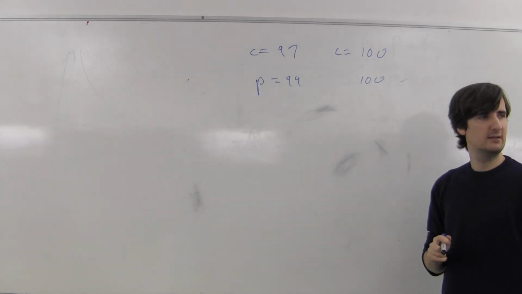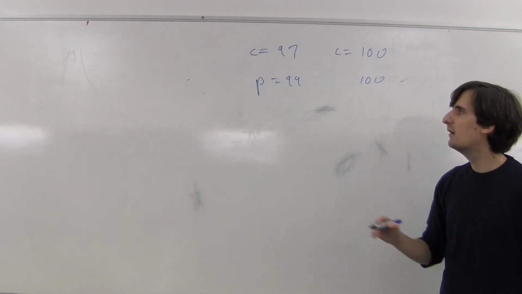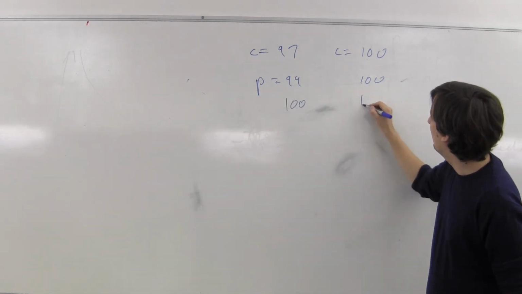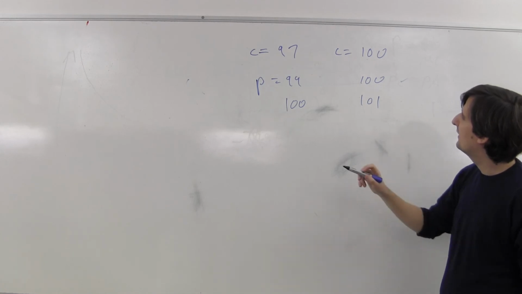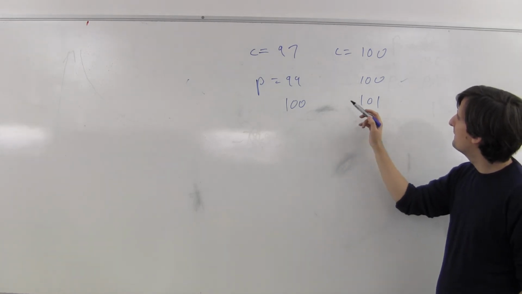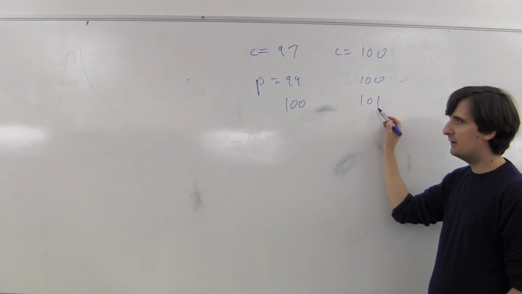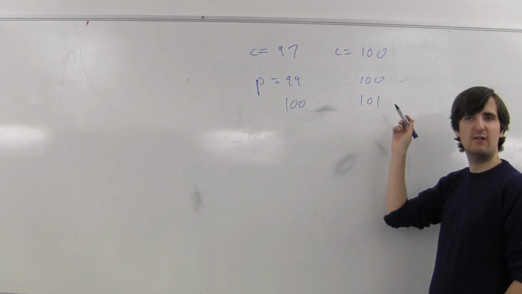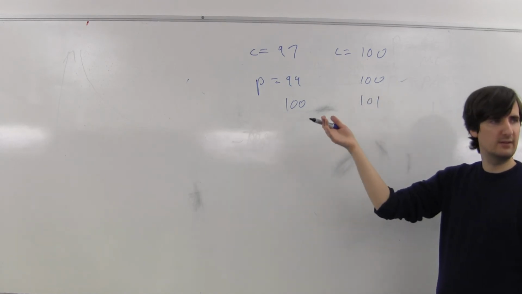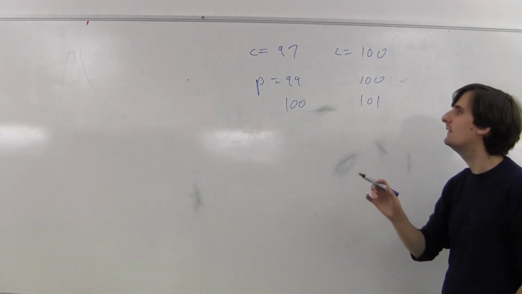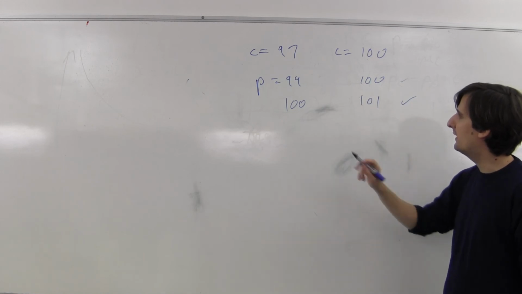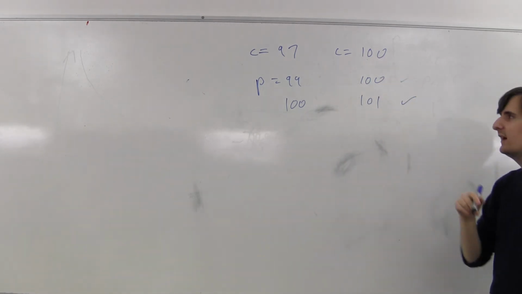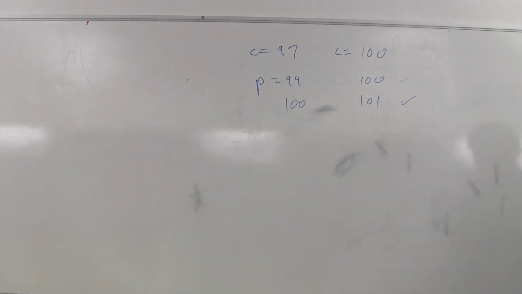And for any others? 100 and 101. Okay. Again, if this firm deviated down, it's currently making 0 profits. If it deviates down, it's sharing the market, selling at marginal cost, making 0 profits. So it doesn't want to deviate down. So this firm's happy, this firm doesn't want to deviate up or down. Are there any others?